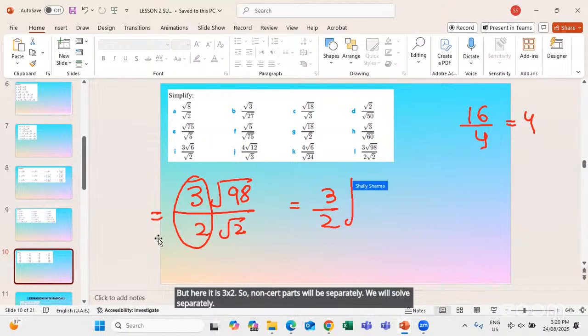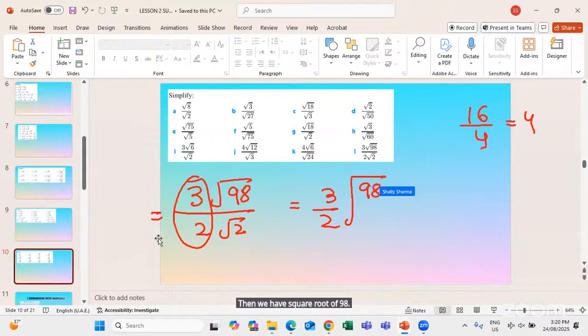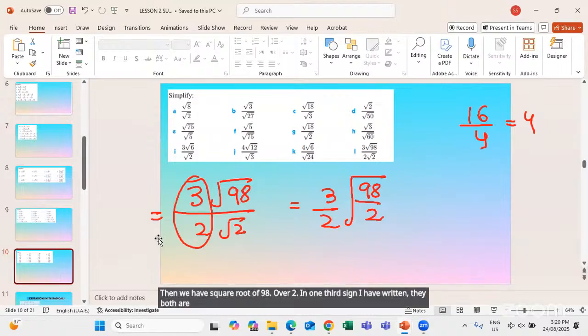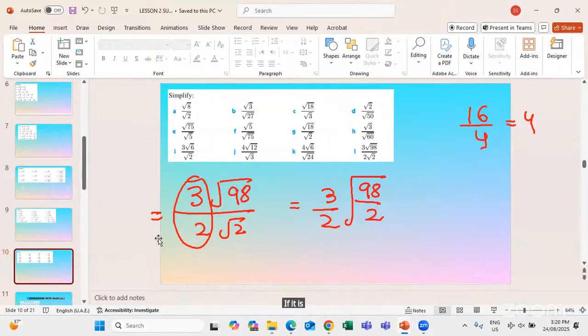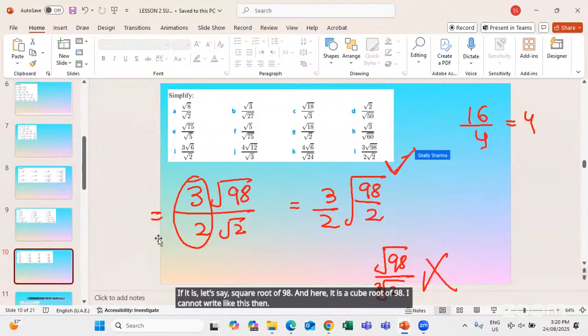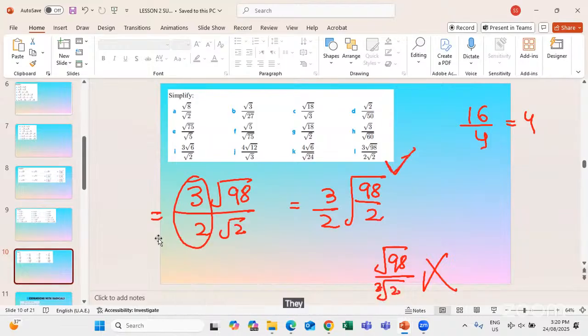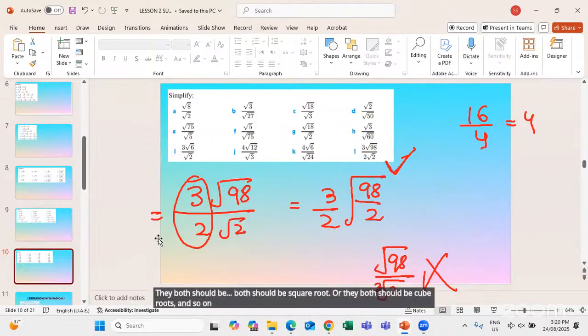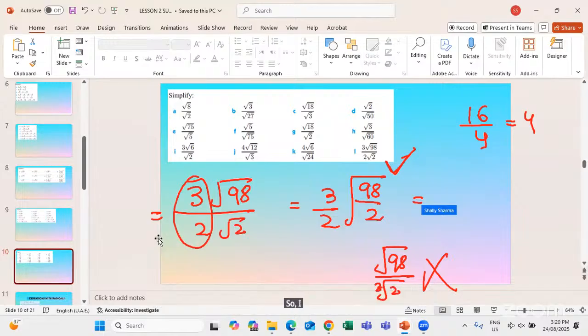Then we have square root of 98 over 2. Only if both are square roots in one surd sign can I write them together. If it is, let's say, square root of 98 and here it is a cube root of 98, I cannot write it like this. They both should be square roots, or they both should be cube roots, and so on. So I am trying to include those points where students can make mistakes, which is why it is important to highlight them.